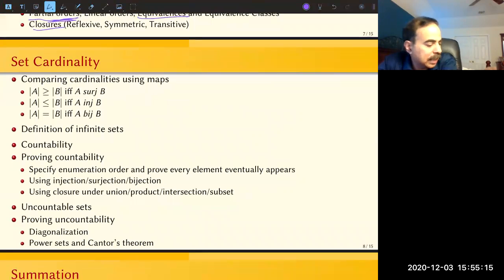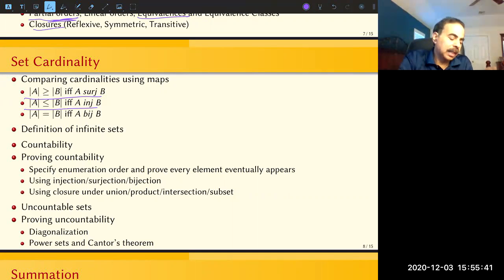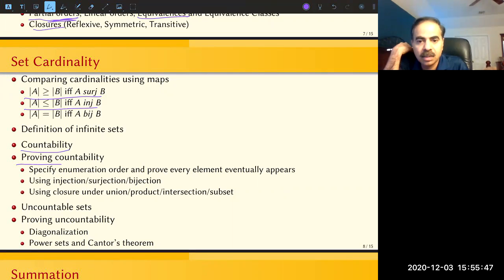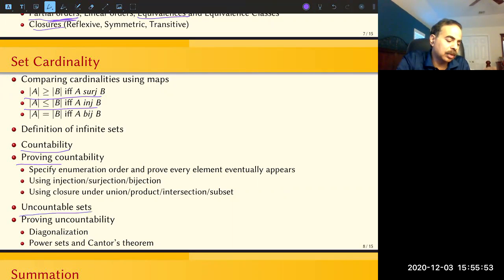Then we spent quite some time on cardinality of sets, right? In particular, cardinality of infinite sets. And we talked about how to count the number of elements in an infinite set, right? And we said that we could use the concept of surjection, injection, and bijection to reason about the number of elements in infinite sets. Okay. And then we defined countable sets, which is sort of the smallest infinite set that's possible. And then uncountable sets, which are larger sets, right?